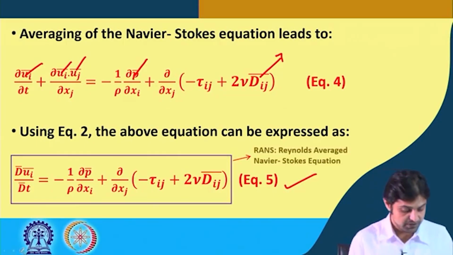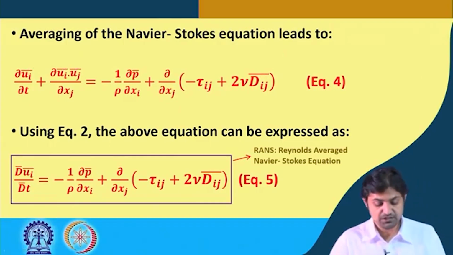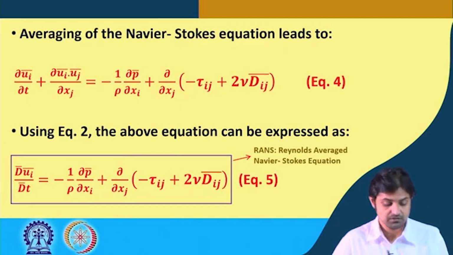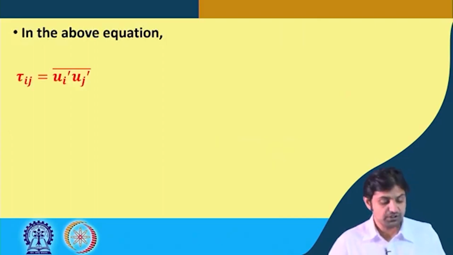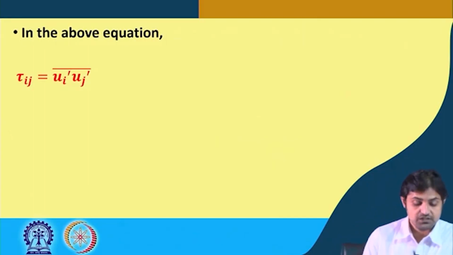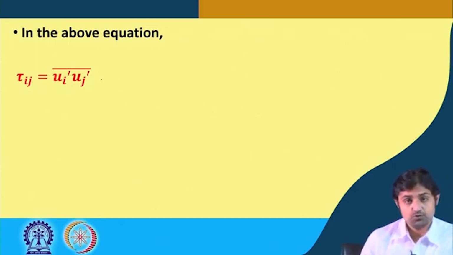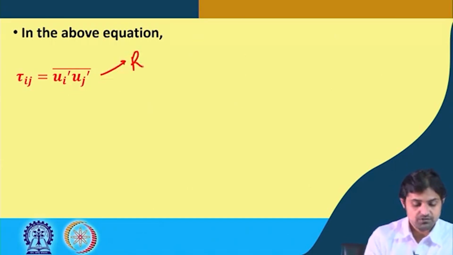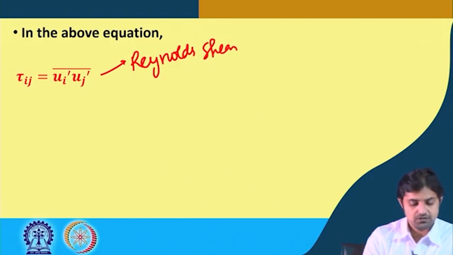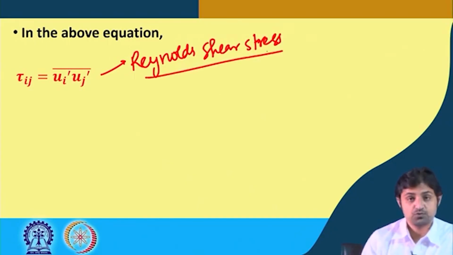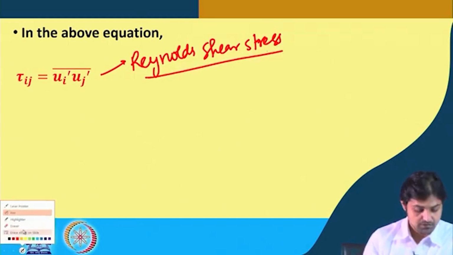So this actually is nothing but Reynolds average Navier-Stokes equation. There are some things that we need to find out. What is tau ij? Dij we already know. So in the above equation, tau ij is ui prime multiplied by uj prime. This is generally called Reynolds shear stress, and as we have read about it, it is much more than the kinematic stress.